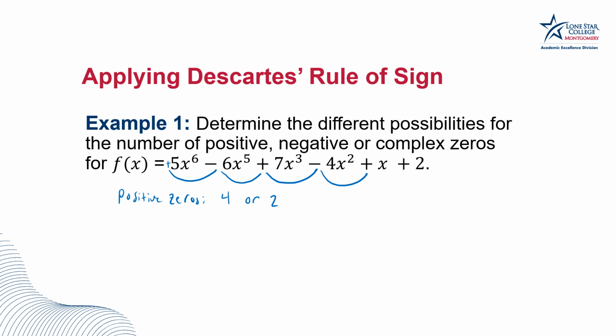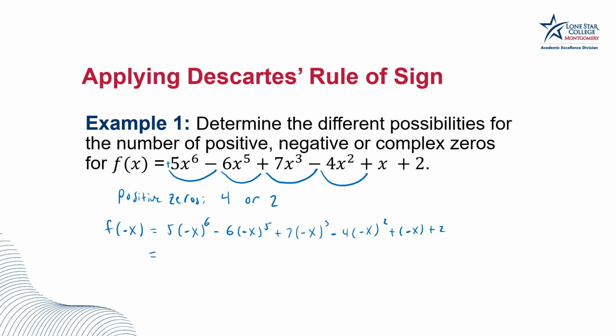Now for negative zeros, first off, we have to consider f of negative x, which means everywhere we have an x in our function, we substitute it with negative x. So it would look like 5 times negative x to the 6th minus 6 times negative x to the 5th plus 7 times negative x to the 3rd minus 4 times negative x to the 2nd plus negative x plus 2.